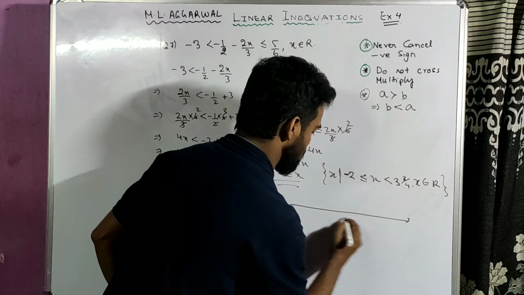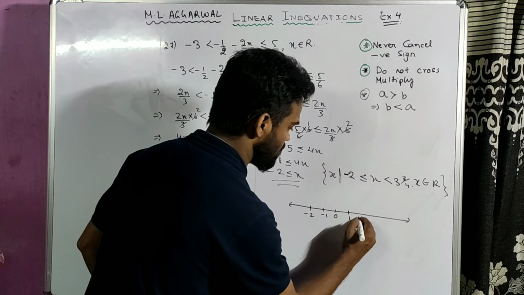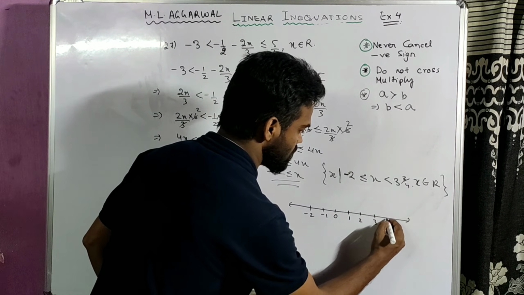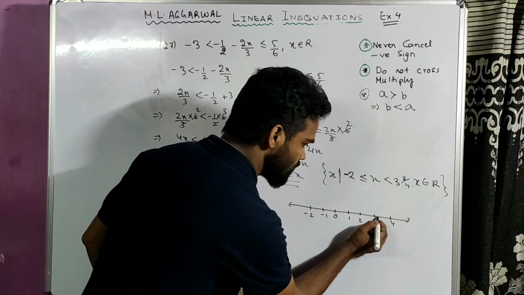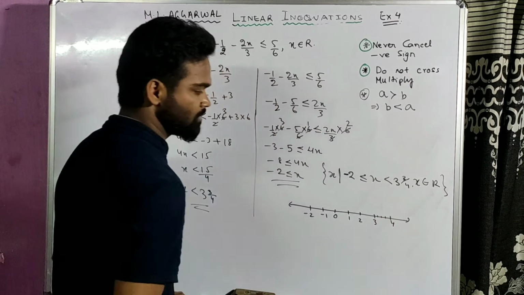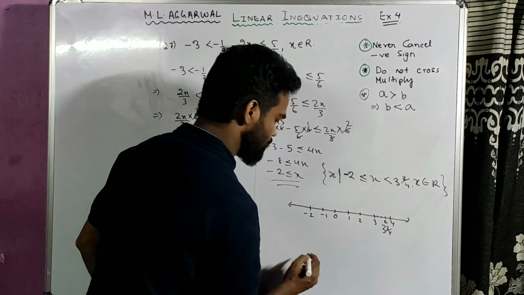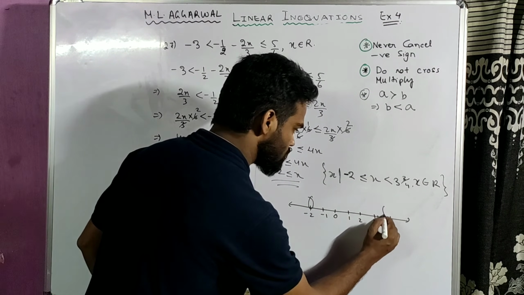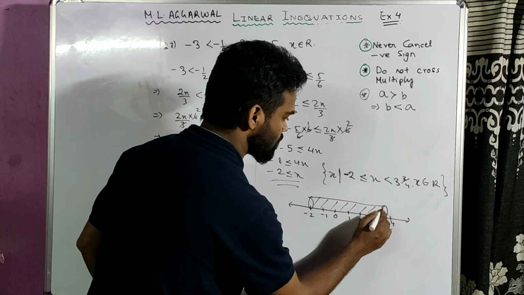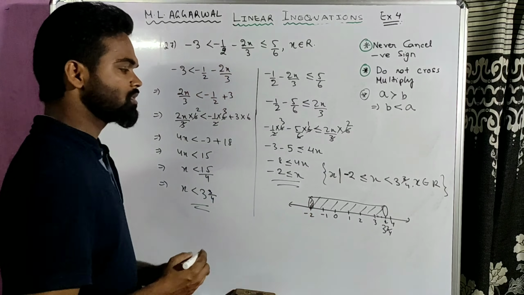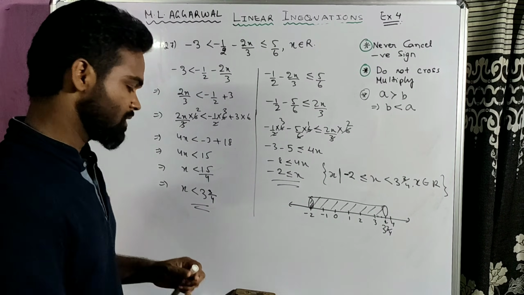So our number line starts from minus 2, minus 1, 0, 1, 2, 3, 4. 3 by 4 means between 3 and 4? We'll divide this into 4 equal parts, and the third part is nothing but 3 by 4. So from here to here, all the values between them, this is not included and minus 2 is included. So this is our number line. Now we look at the next sum.